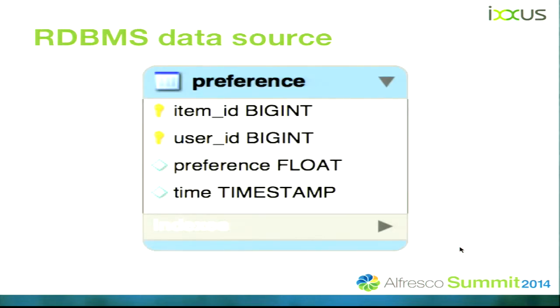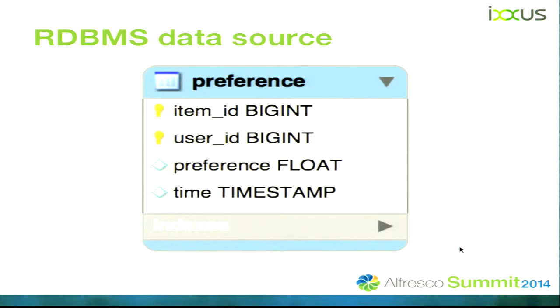And the standard JDBC-based data model implementation within Mahout uses a composite primary key. So it has the item ID and the user ID. And then we have a float value that gives the level of preference. And then there's a timestamp, so it can be more efficient when reloading portions of the data model.